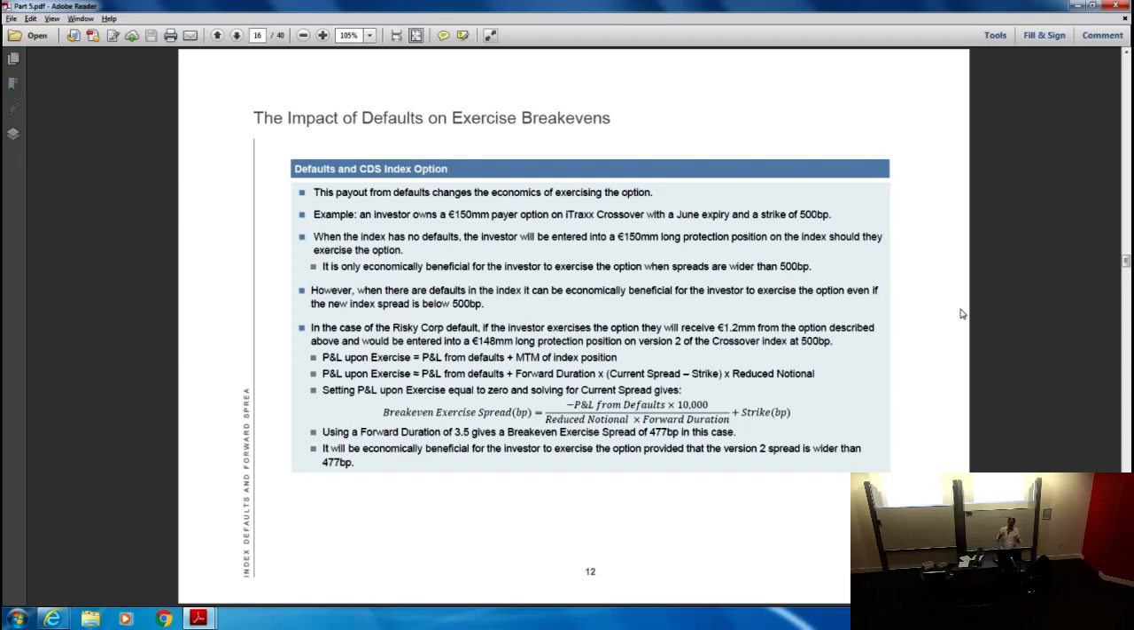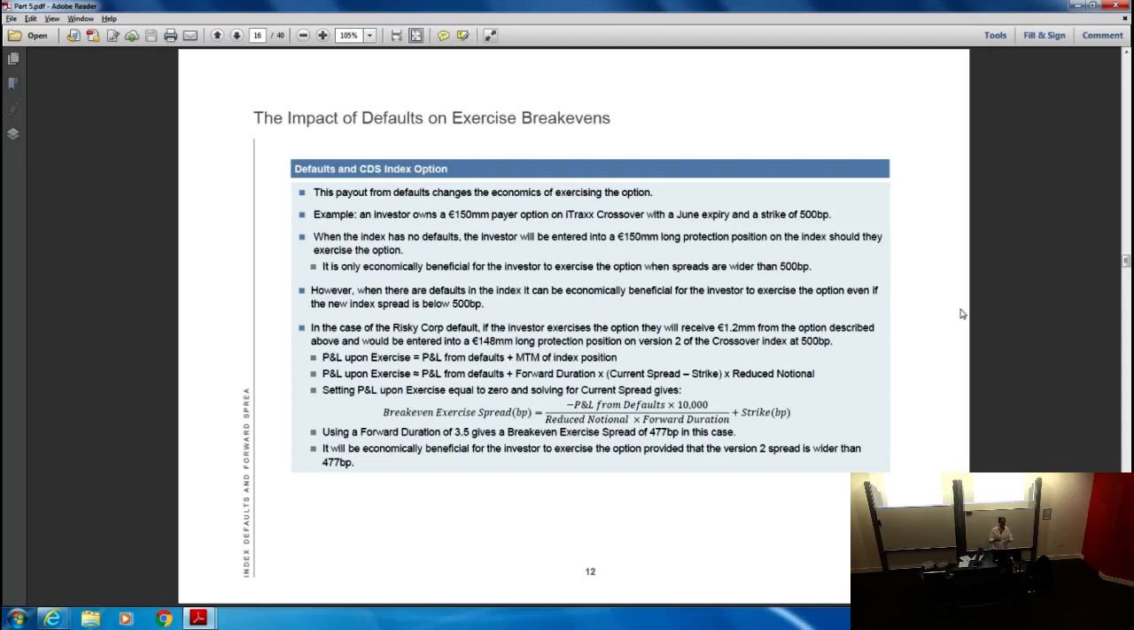So it might take a little bit of time for that to sink in, but when you buy protection, unlike in an equity index that you might be used to, if you're above the strike, you exercise. If you're below the strike, you don't bother. In the credit world, you might actually exercise your option even if you're below the strike, because you're going to get the benefit of the default that's happened between when you bought the option and the expiry of the option. And that's an additional benefit that's given to you.